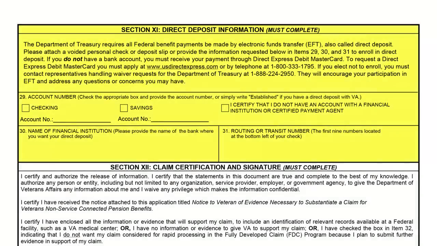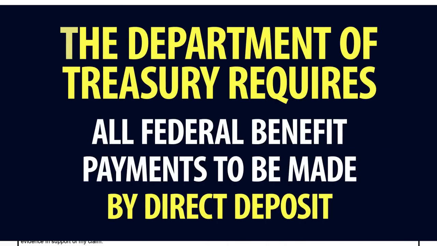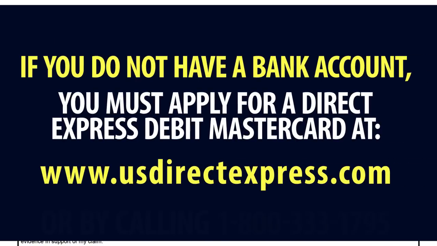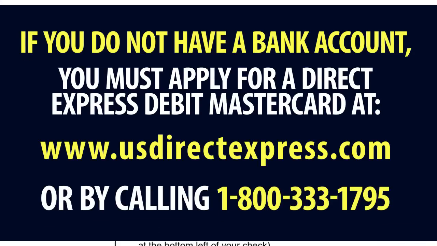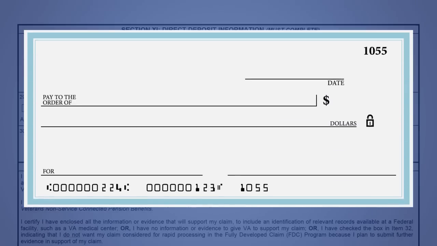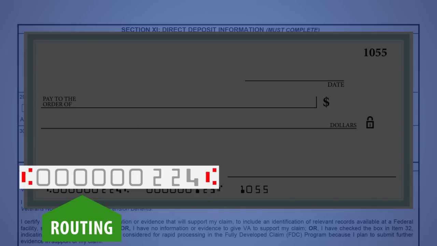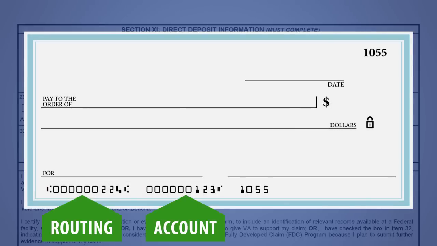On page 8, Section 11 covers the information for setting up a direct deposit for your pension payments. The Department of Treasury requires all federal benefit payments to be made in this manner. If you do not have a bank account, you must sign up for a Direct Express Debit MasterCard at www.usdirectexpress.com or by calling the toll-free number provided in this section of the form. To identify and locate the correct routing and account numbers on the bottom of your personal check, follow the example. The routing number is indicated by 9 digits surrounded by a line and a colon. The account number should be the middle number located on the check.